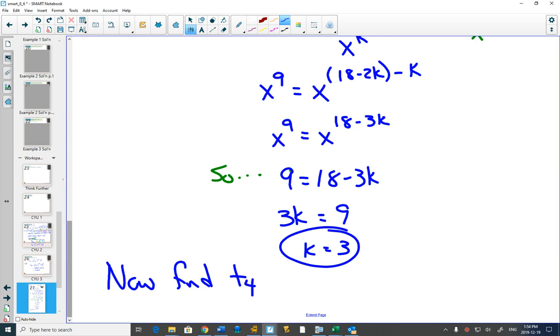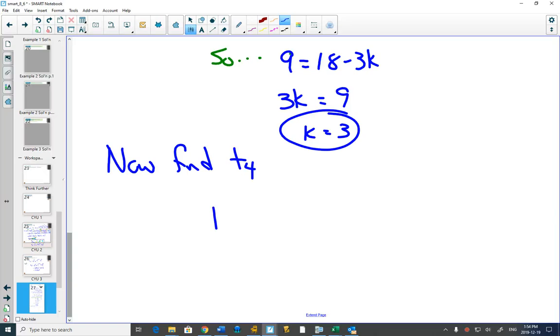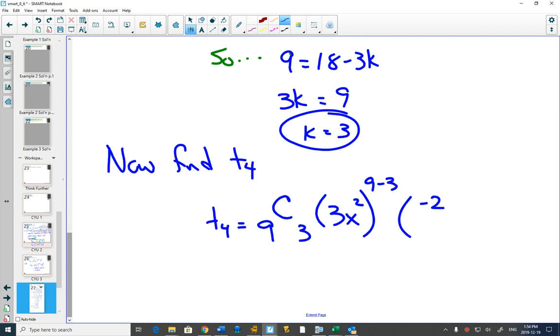If k is 3, we can now find out term 4, because term 4 is when k is 3. The question said, find the term containing x to the 9. It's going to be term 4. And choose 3 now. 3x squared to the 9 minus 3, and negative 2 over x to the 3.